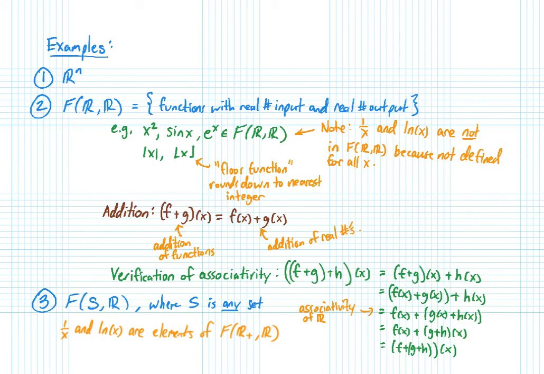But anyway, if you want to include 1 over x and ln of x in a set of functions, this gives you a way to do it. For example, you could use F(R+, R), where R+ is the set of positive real numbers. And then 1 over x and ln of x are defined on all positive real numbers, and so they are elements of F(R+, R).